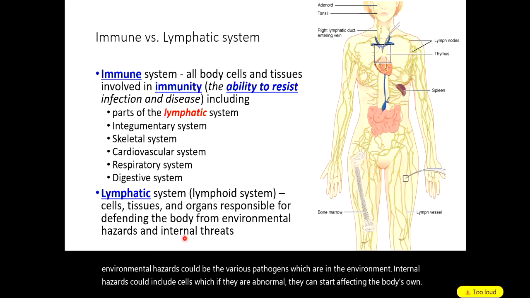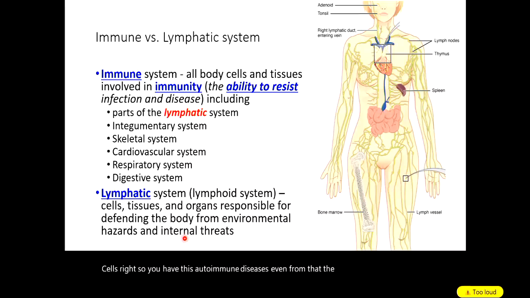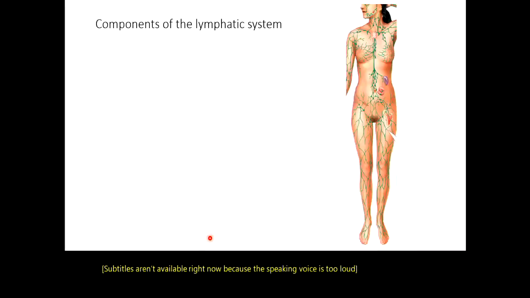So you have autoimmune diseases. Even from that, the lymphatic system can protect us, right? We'll look at specific examples of this later in today's lecture. But for now, the question is, what are the various components of the lymphatic system?